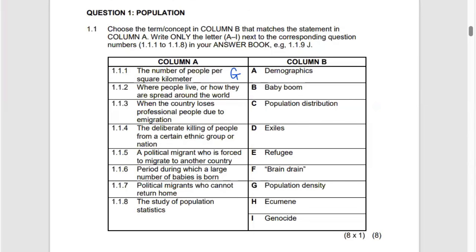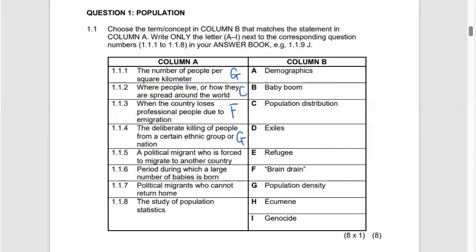Then where people live or how they are spread around the world. Where people live and how they are spread, that is population distribution. When a country loses skilled or professional people due to emigration, that is a situation of brain drain. Then the deliberate killing of people from a certain ethnic group or nation, that is genocide. When people are being massacred, that's genocide.